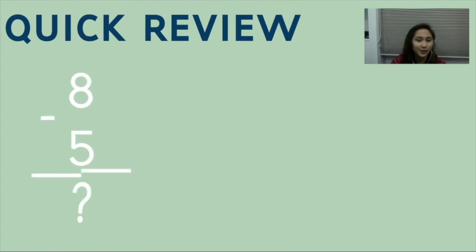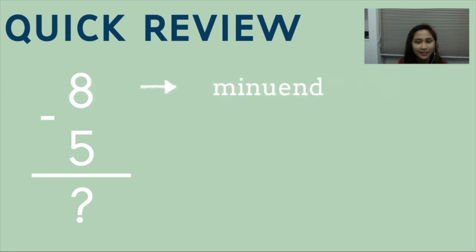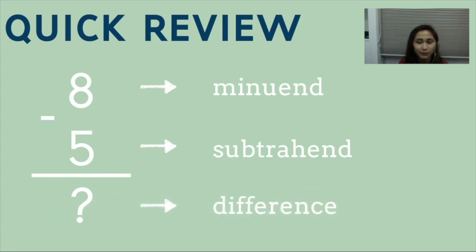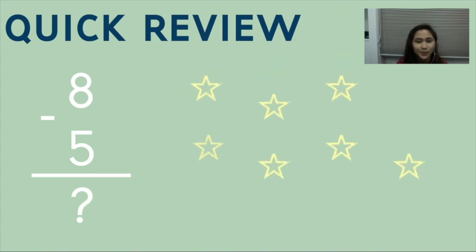So let's start with a quick review with some terms. For example, in this equation, 8 is the minuend, and the minuend is what you're subtracting from. So that's usually the bigger number. And then the subtrahend, or 5, is what you're taking away from the minuend. So if you say 8 minus 5, you take away 5 stars from the total of 8 stars. And then you count the difference, which is the answer. So you're left with 3.